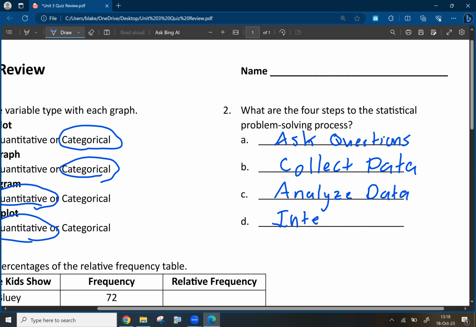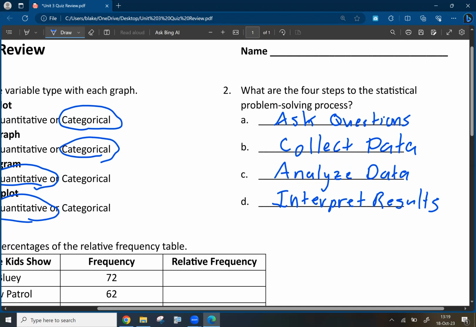Remember, we had these in our notes back in 3.1, I believe. All right, so those are the 4 steps. Know those 4 steps. Know the order of them. You're going to want to know that.